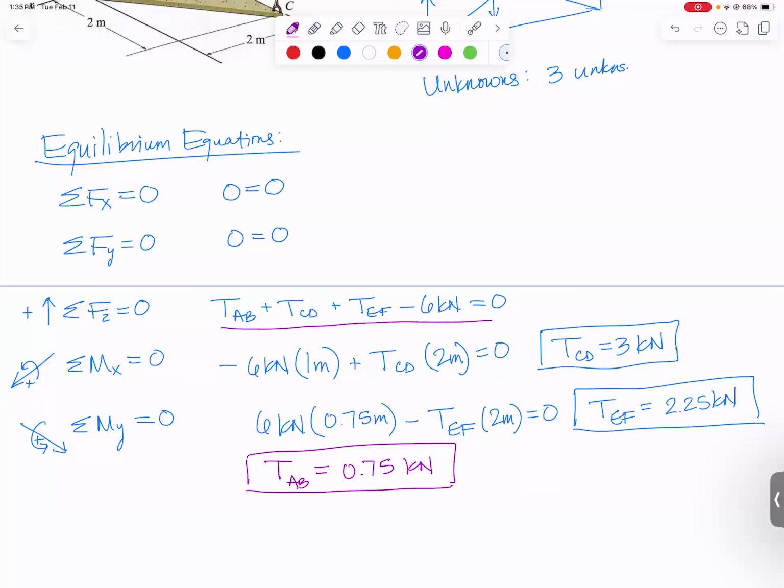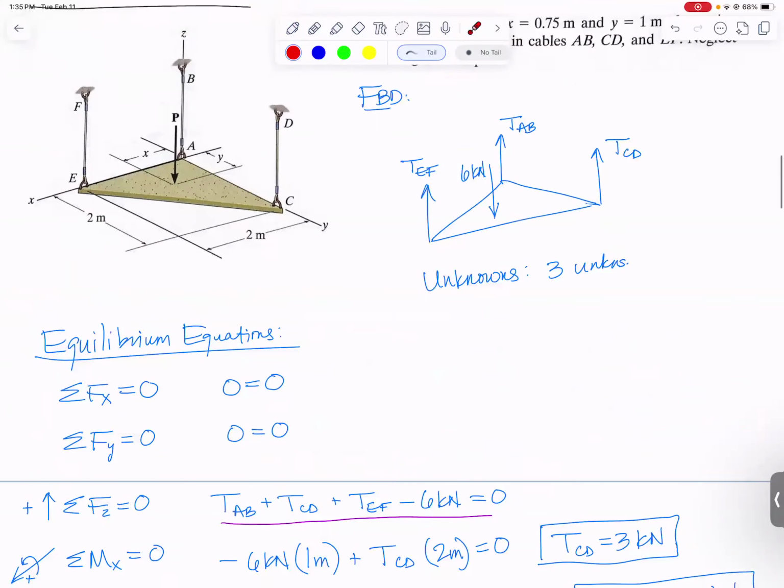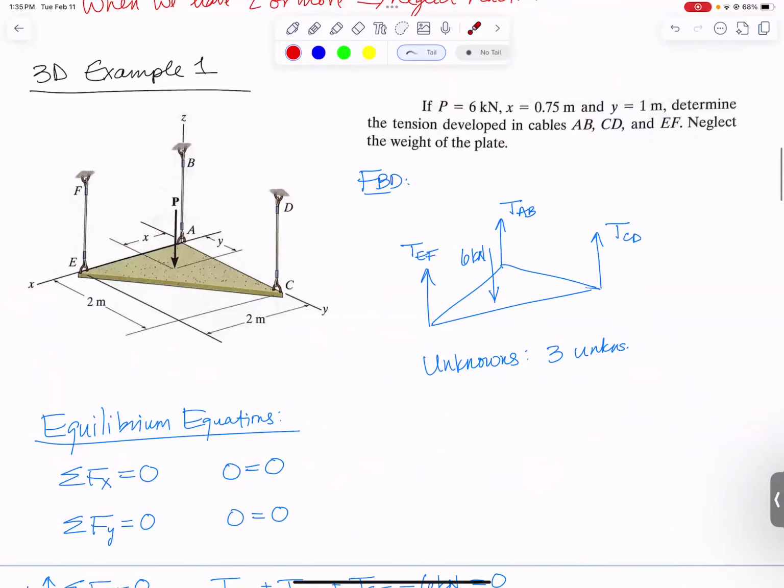And we're all done. We just needed to use these 3 equations to solve for our 3 unknowns. We never used the summation of moments about the z-axis. And if you notice, in this problem every force is in the z direction, and remember, a force that's in the z direction does not cause rotation about the z-axis. It has to be perpendicular to the axis to cause rotation. Since these are all parallel to the z-axis, they do not cause any moments about the z-axis. So summing moments about the z would just give us 0 equals 0 and not be helpful.